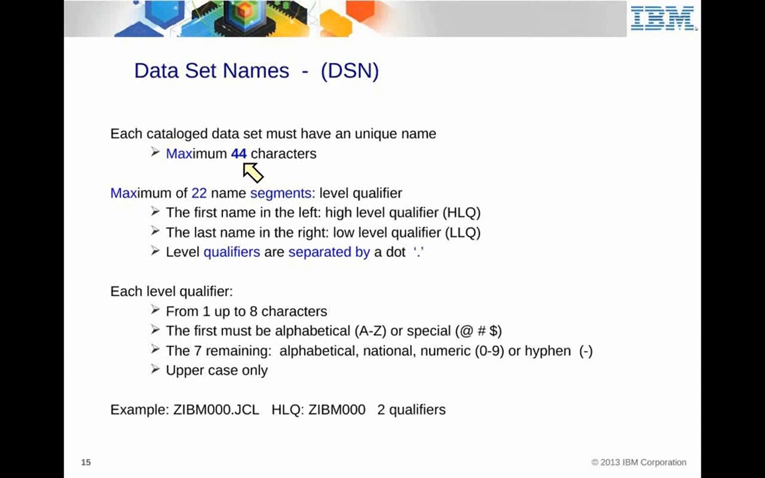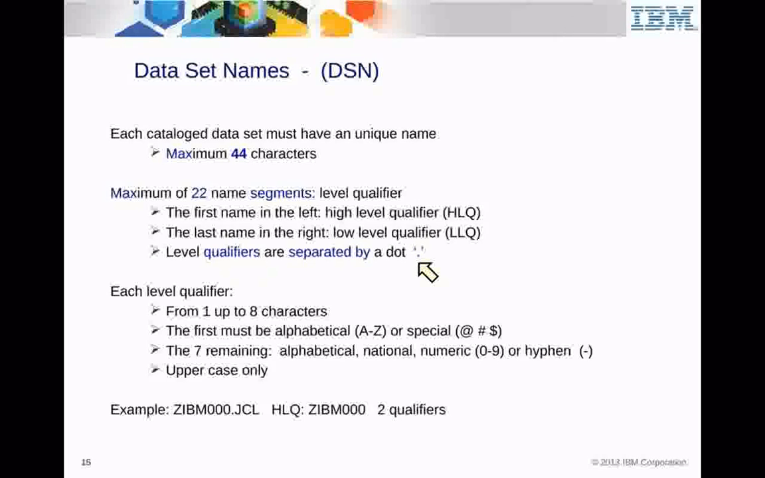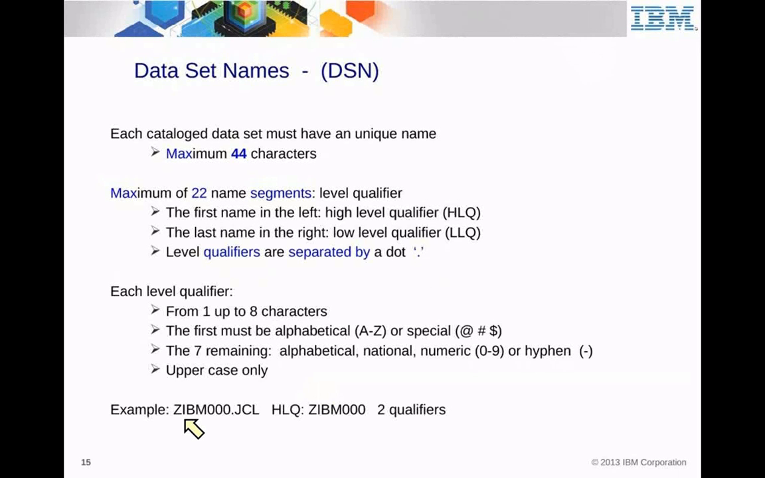However, you can't just use A through Z, and it turns out that a data set has a maximum of what's called 22 name segments. The segments, sometimes called qualifiers, are separated by a dot. So you've got a name, dot, name, dot, name, all the way up to 44 characters. Here's an example of a data set name, ZIBM000.JCL. Notice the dot. There are two qualifiers.